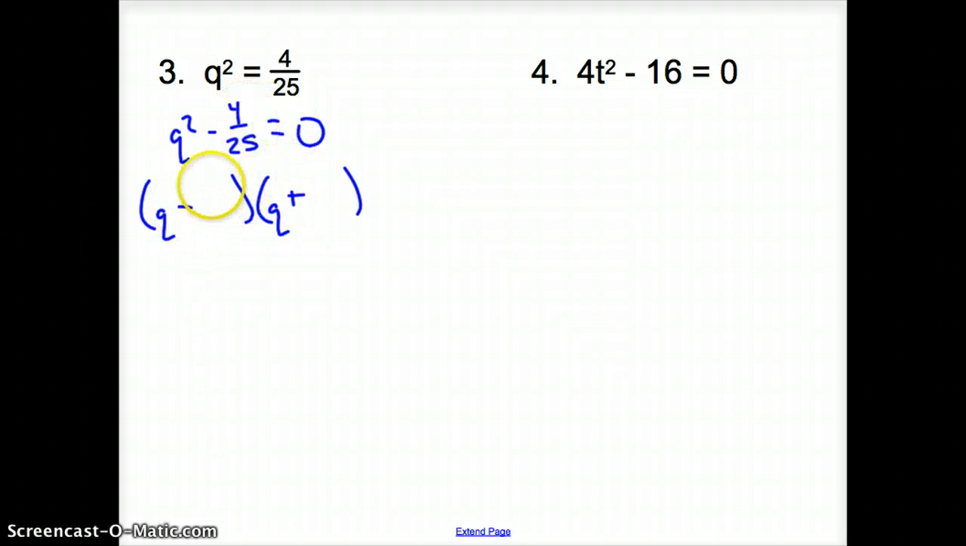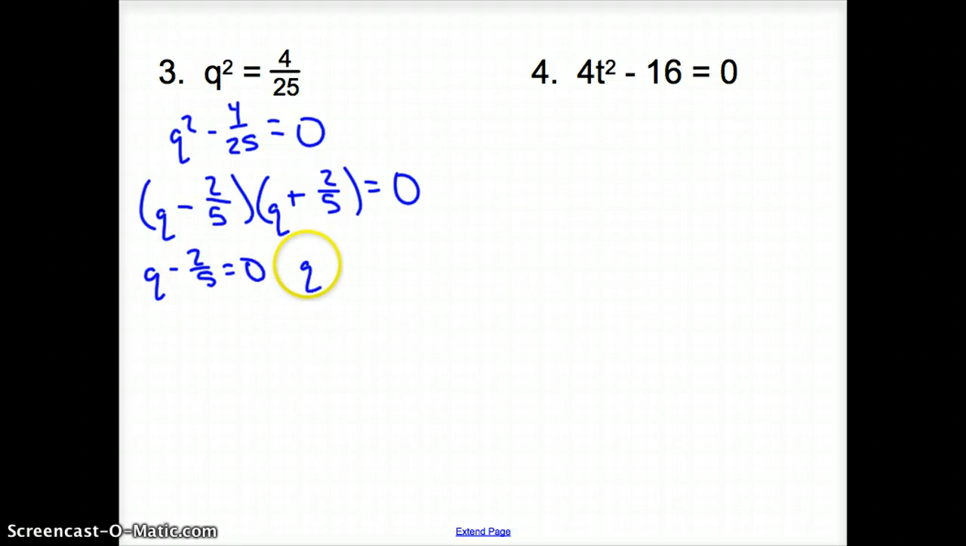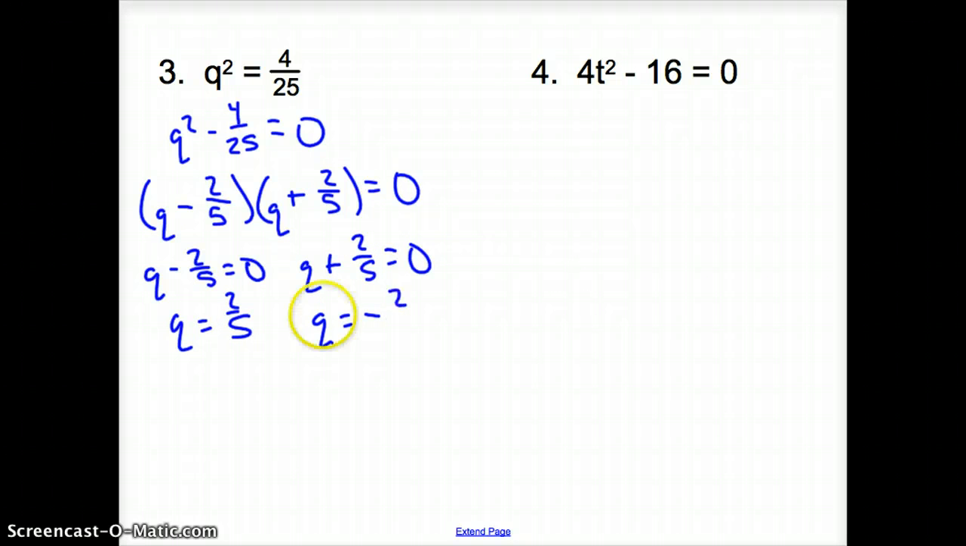What times itself gives us 4? That's 2. And what times itself gives us 25? That's 5. So now our fraction in those parentheses is going to be 2/5 equals 0. Set both equal to 0, and then go ahead and solve. So we solve here, q equals a positive 2/5, and here q equals a negative 2/5.